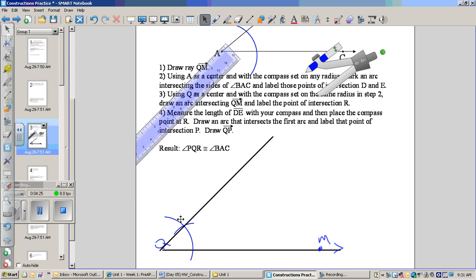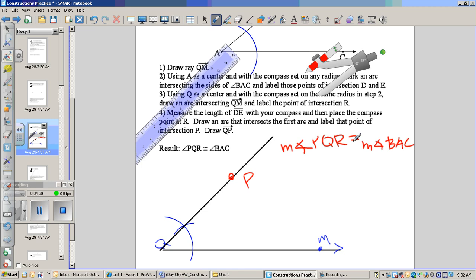How can you double check that? Put your protractor on this. See, is it the same? Yeah. And we would just label this one P. And now the measure of angle PQR equals the measure of angle BAC.